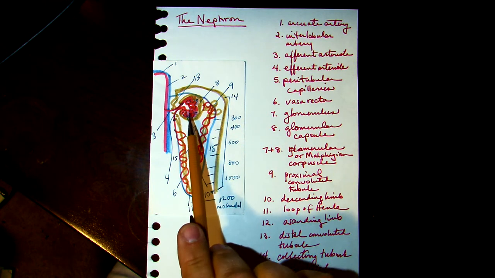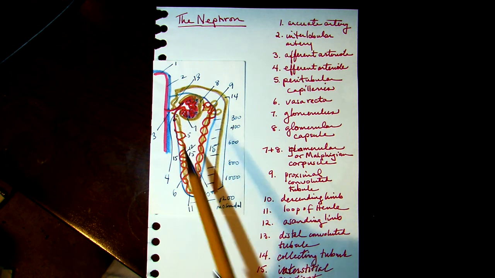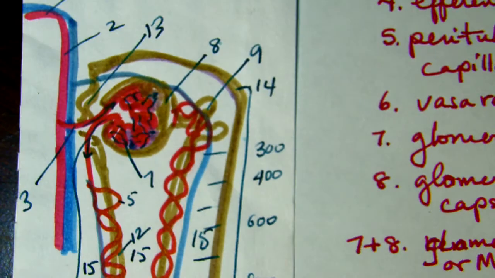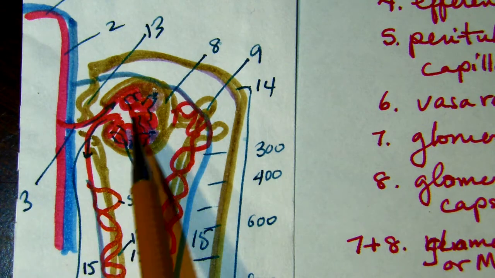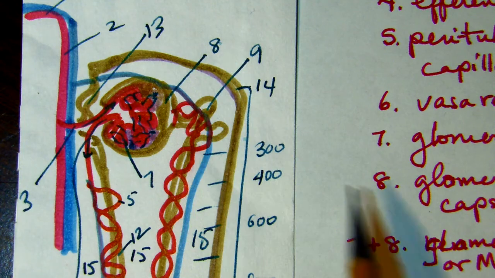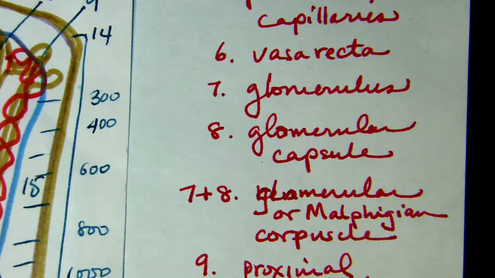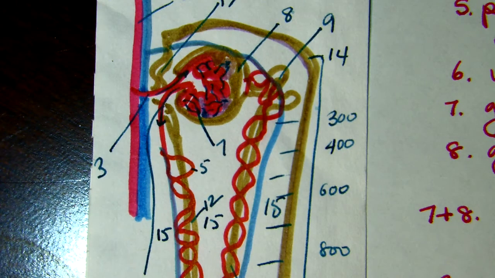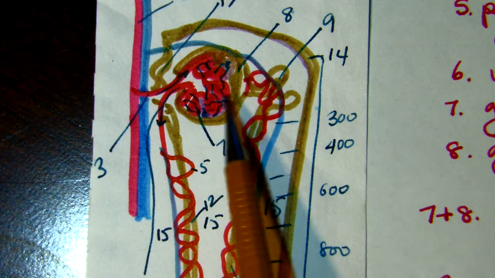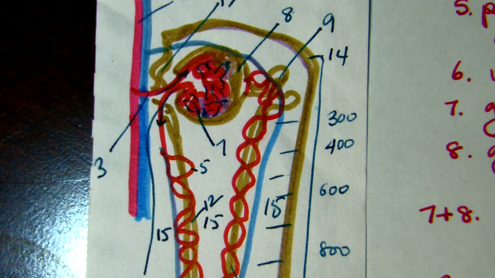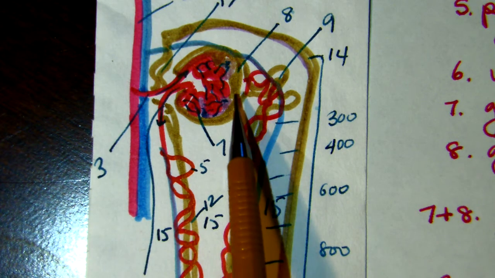The blood from the glomerulus will be filtered into the Bowman's capsule or the glomerular capsule, shown here in 8. With the glomerulus, so 7 plus 8, we refer to that as the glomerular or Malpighian corpuscle. The filtrate, which is also referred to as ultrafiltrate, something to be discussed later, will be of lower osmolality than blood itself.